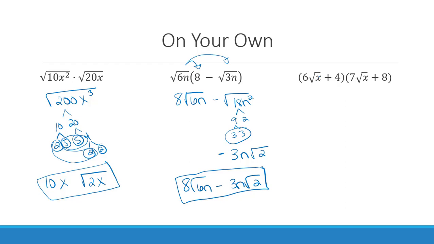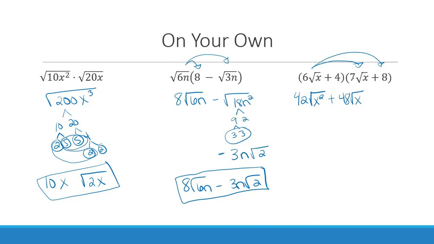And in this one, you would want to use the full method, or you would want to just distribute however you want to go about looking at it. We're going to take 6 square root of x and multiply it by each one here. So 6 times 7 is 42. Square root of x times square root of x is the square root of x squared. 6 square root of x times 8. You can multiply the 6 and the 8 together, which is going to give you 48, and then we'd have the square root of x.